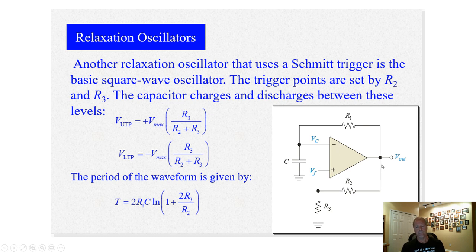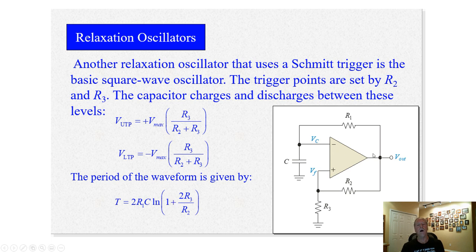And then we have this, it's basically a Schmitt trigger, okay, where you have an upper trip point and a lower trip point. So this op amp is switching between these two upper trip point, lower trip point values based on R2 and R3. Okay, and every time it switches, it goes to one extreme or the other. The period of the waveform is given right here.